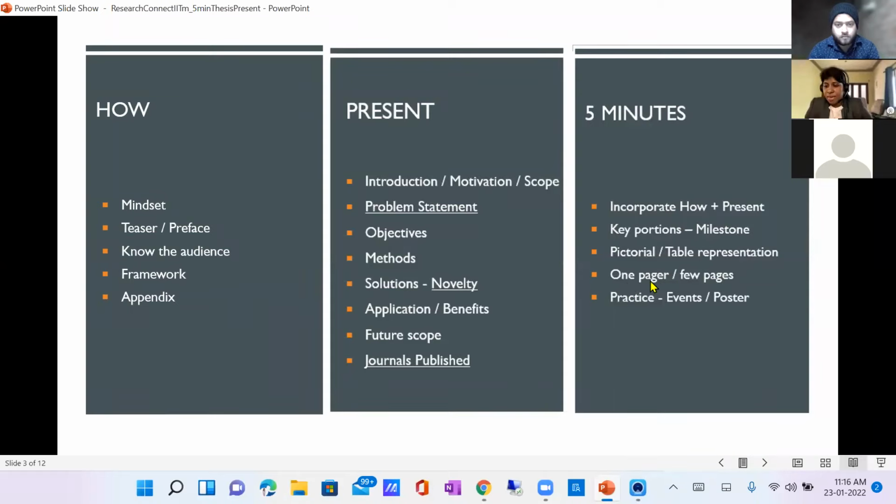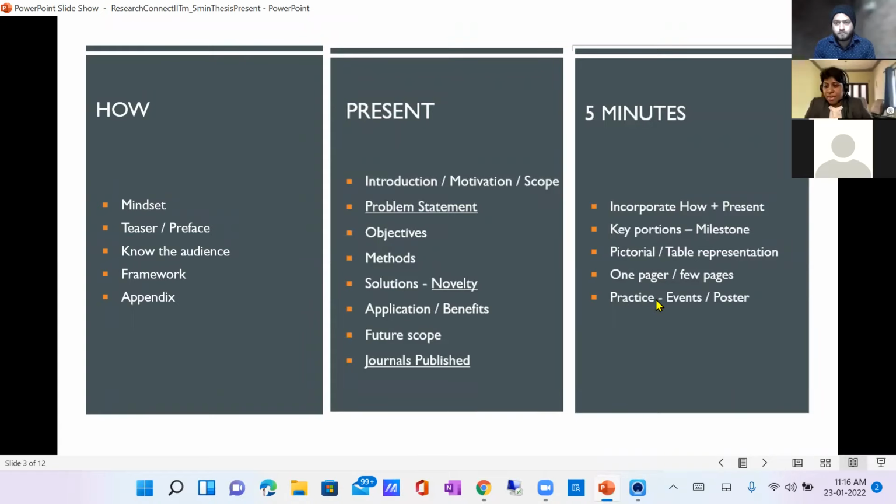And the size of the 5 minutes, it's best one page, because the more content we have to put in a page, we have to filter one by one, and we have to really pick and choose and put. But it's not really possible. We can extend to a few pages also.